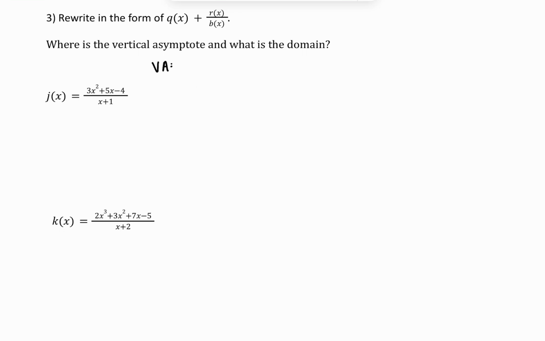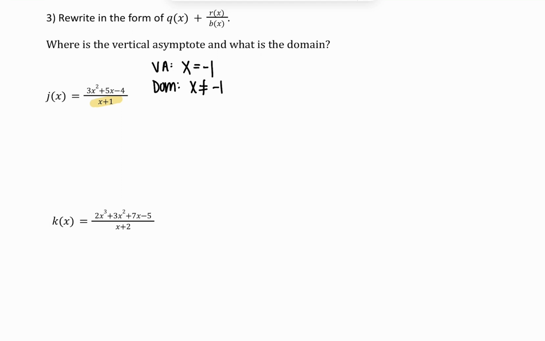Vertical asymptote is going to be found wherever our denominator is equal to 0. So the value that's going to make that equal to 0 is x equals -1. And you want to write that with an equal sign, where the domain is meaning that x cannot equal -1.